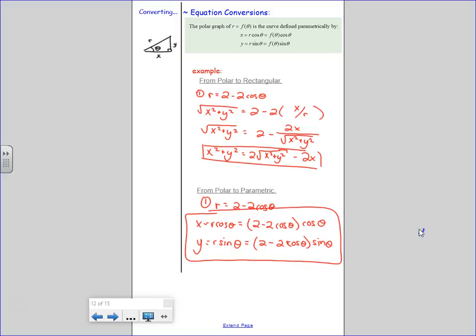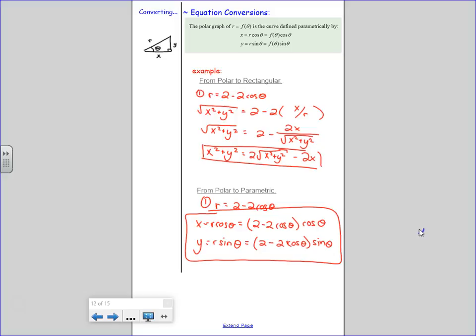Is that how it's parametric? Because you have x and y. x is defined in one variable, y is defined in one variable. Theta would be t. Because x is equal to r cosine theta, remember? Cosine is x over r, move the r over. What is r? r is 2 minus 2 cosine theta. So just plug it in, plug it in.